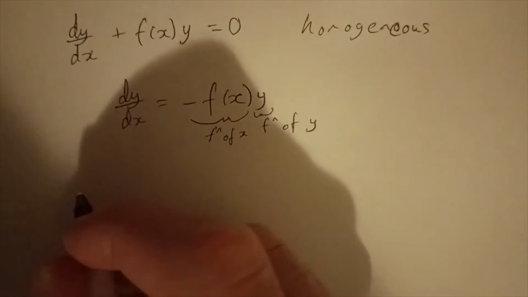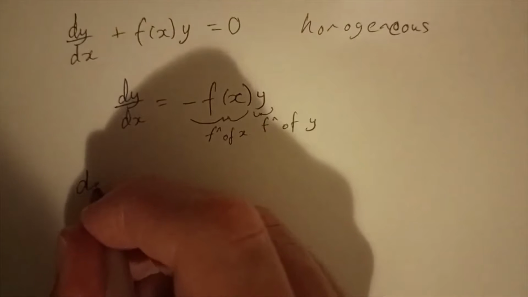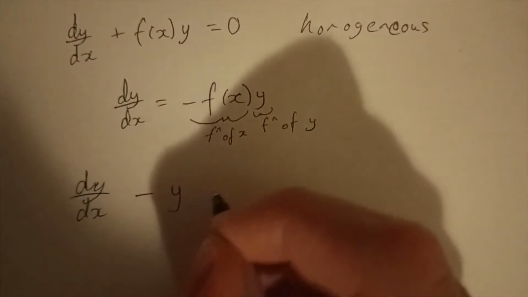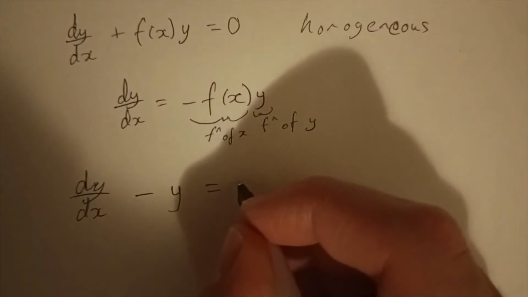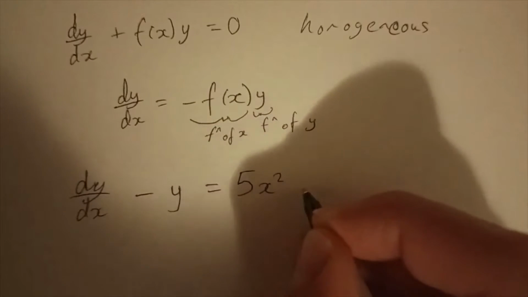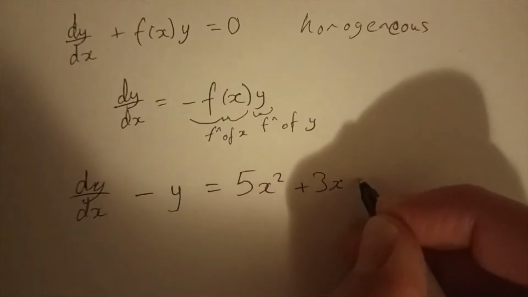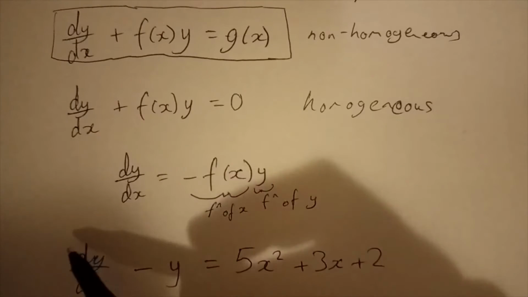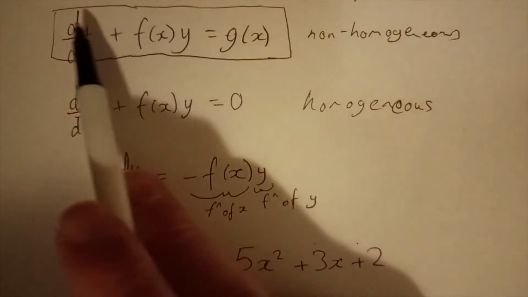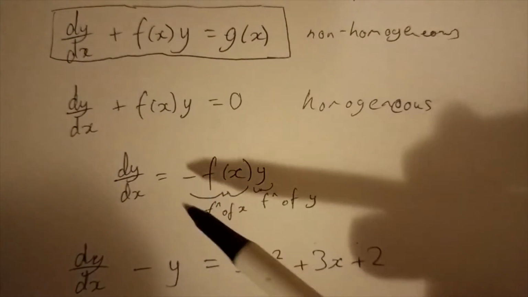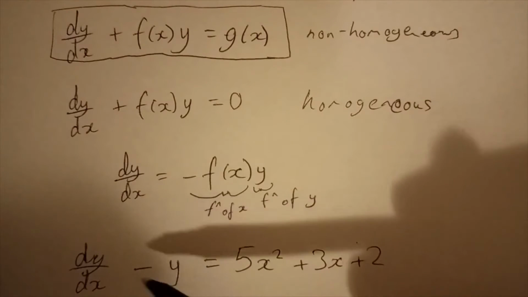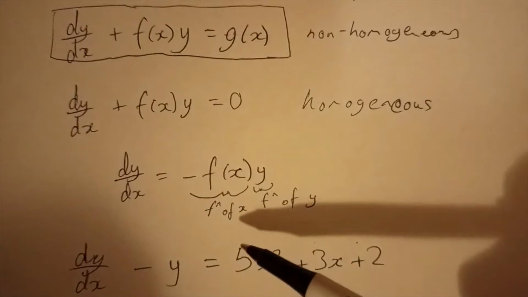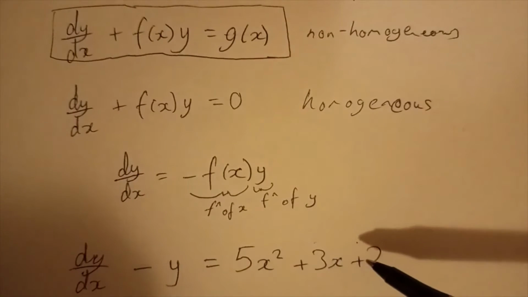Okay, so one equation of this form would be dy/dx minus y equals 5x squared plus 3x plus 2. So this equation here is of this form up here, where f of x is just negative 1, and g of x here is this expression here, 5x squared plus 3x plus 2.